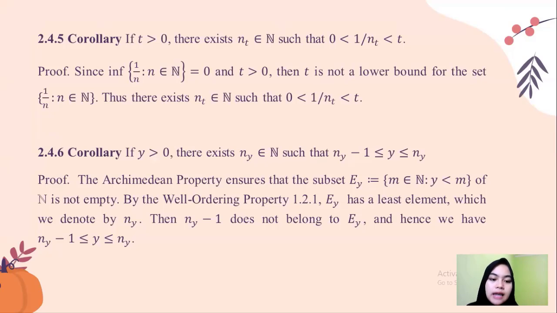For the proof, the Archimedean property ensures that the subset E_y defined by m, an element of the natural numbers, where y is less than m, is not empty. By the well-ordering property 1.2.1, E_y has a least element which we denote by n_y. Then n_y minus 1 does not belong to E_y, and hence we have y is greater than or equal to n_y minus 1 and y is less than or equal to n_y.